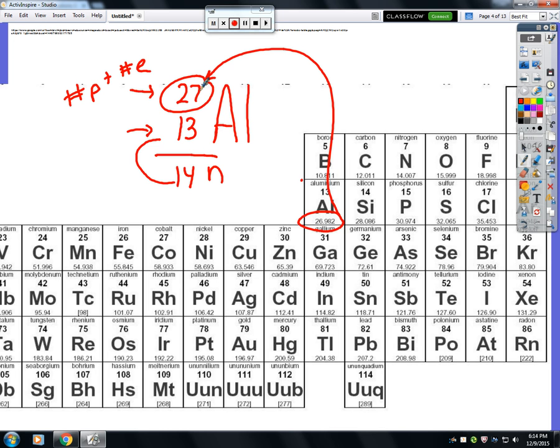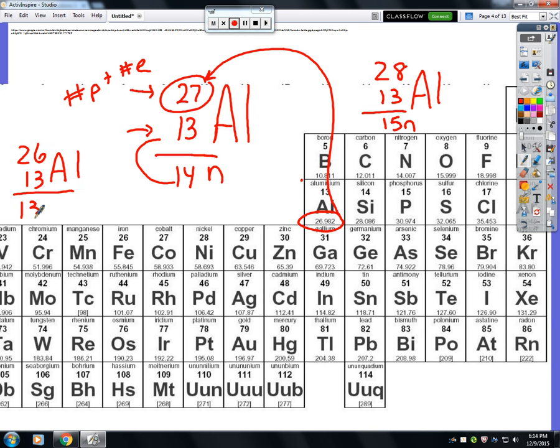Can that number change? Sure, what if you had 28 aluminum? What would that mean? It means you have 15 neutrons. You gain neutrons. You can also lose neutrons. What if I had 26 aluminum? I'd have 13 neutrons. And how do you know that? I'd have to tell you. So I would say this is Al 28. This would be Al 27. This would be Al 26. Those are isotopes.